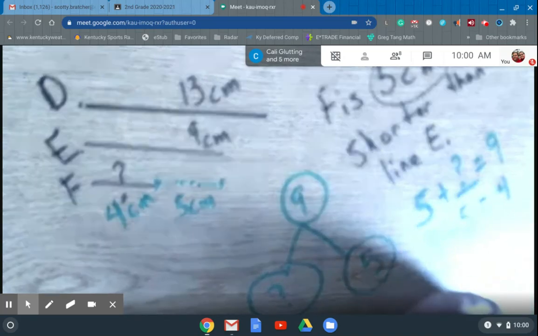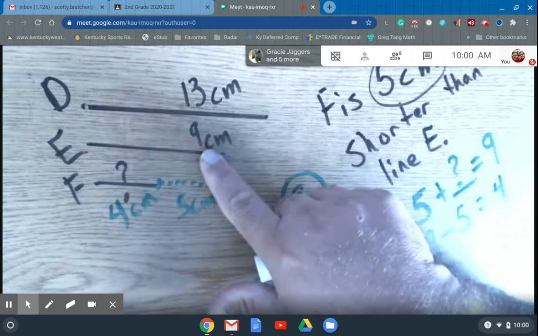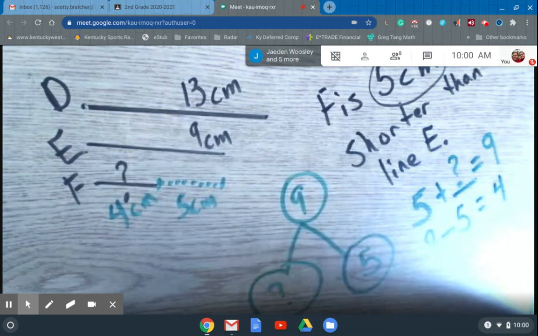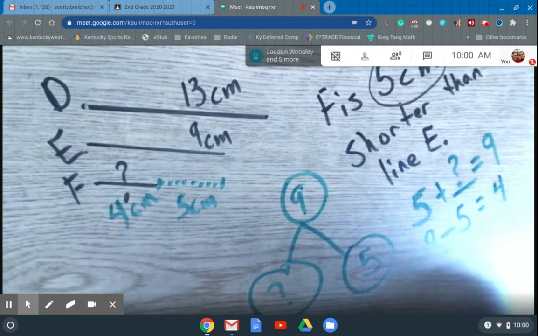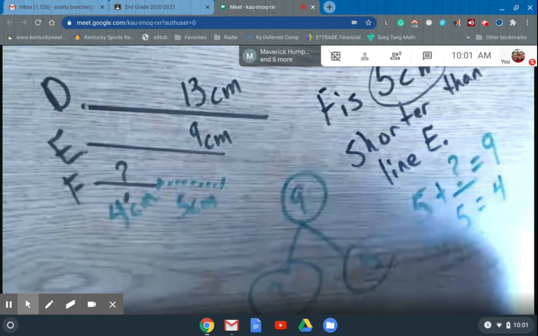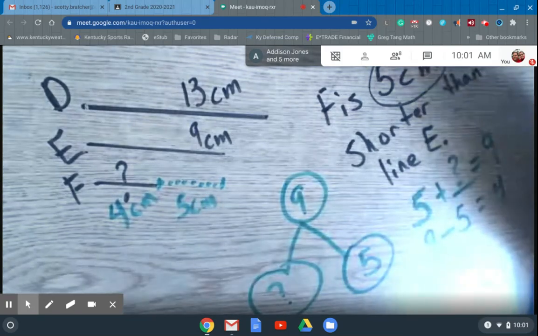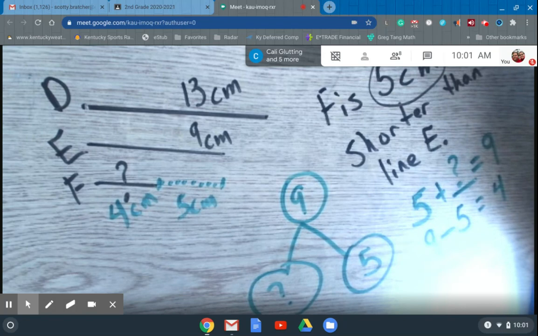So let's check and see if that's true. 4 centimeters, and if I added 5 centimeters, would it give me 9 centimeters? It would, wouldn't it? Okay. All right. So we kind of did 2 word problems today. I didn't start it out and show you that it was a word problem. We just drew some lines and did some measuring, and then we had to subtract. But it was kind of like word problems.